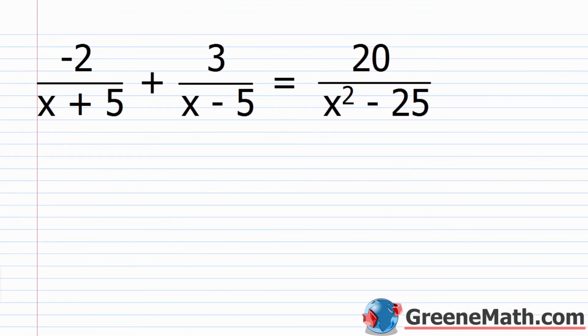All right, for the next one, we're going to take a look at negative 2 over x plus 5 plus 3 over x minus 5. This is equal to 20 over x squared minus 25. So for the LCD, you can see here that x squared minus 25 is the difference of two squares. It's x plus 5 times x minus 5. And this matches what you have here and here. So the LCD is just this: the quantity x plus 5 times the quantity x minus 5.